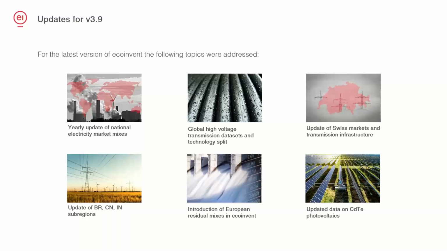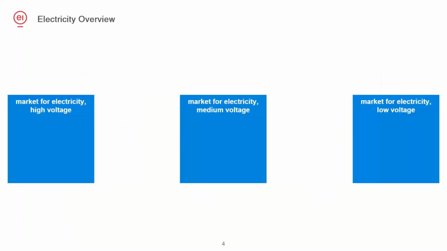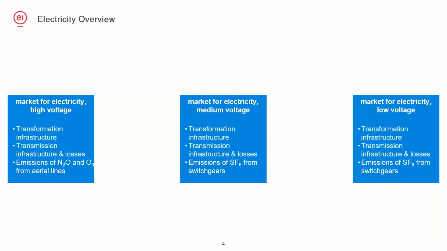However, before we jump into the first topic, I would like to refresh your memory or introduce you to the general structure of ecoinvent electricity markets. Electricity markets exist on 3 voltage levels, high, medium, and low voltage, here shown in blue. There are electricity markets for practically all countries in the ecoinvent database, as well as for some special geographies. The different markets, usually delivering 1 kWh of electricity, also include direct emissions such as N2O, ozone, and SF6, as well as inputs for transmission and transformation infrastructure. Transmission losses are also included on all voltage levels.